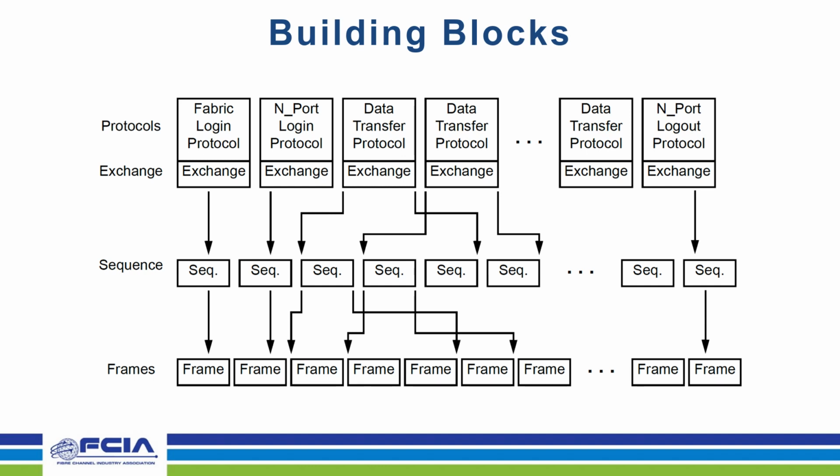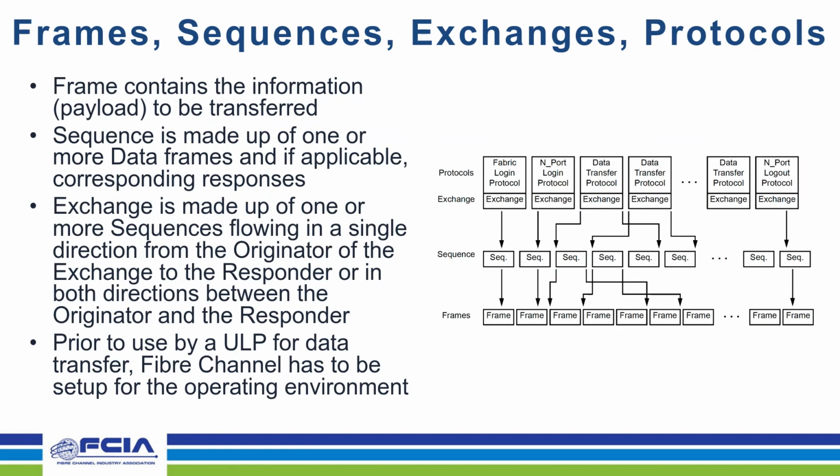Fibre Channel building blocks are frames, sequences, exchanges, and protocols. This diagram illustrates the relationships at a high level. The frame contains the information, i.e. the payload that is to be transferred. A sequence is made up of one or more data frames and, if applicable, corresponding responses. An exchange is made up of one or more sequences flowing in a single direction from the originator of the exchange to the responder, or in both directions between the originator and the responder.